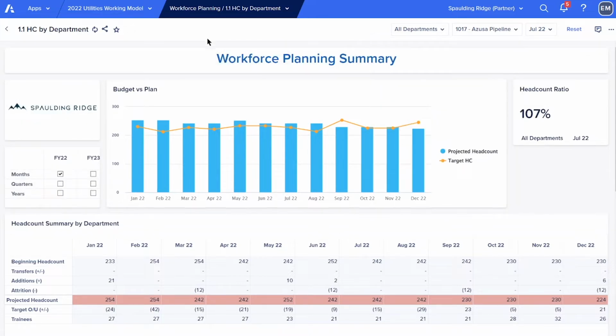All right, so let's put ourselves in the shoes of our Azusa pipeline leaders. So our first page we're coming to here, our workforce planning summary page, is going to be a headcount based summary. So we're looking at two different lines here in the chart up on top, a projected headcount versus a targeted headcount. So first I want to talk about the projected headcount.